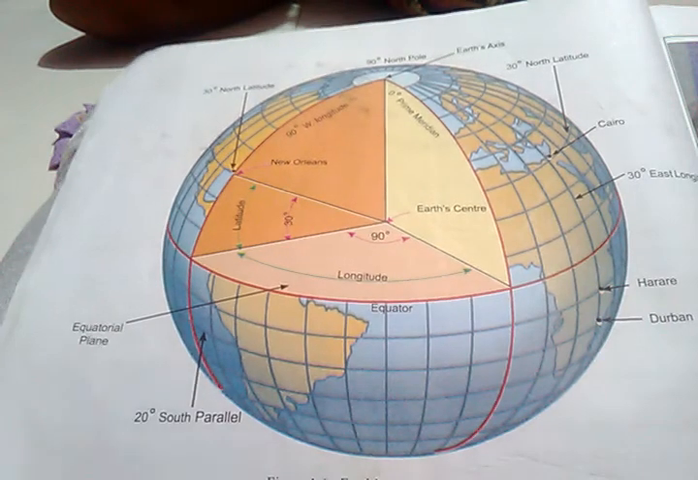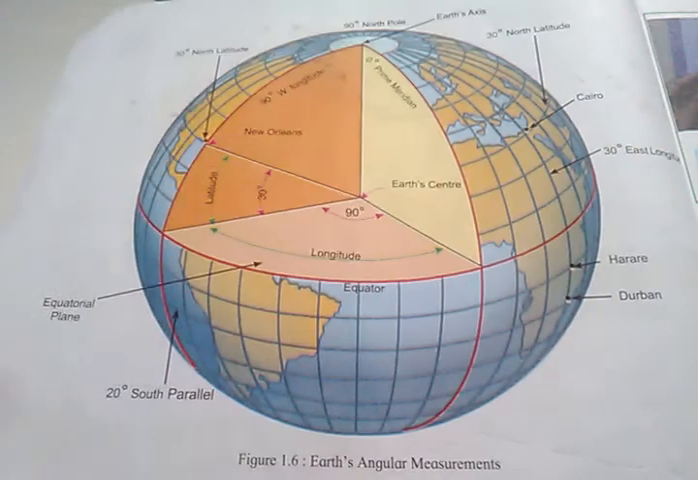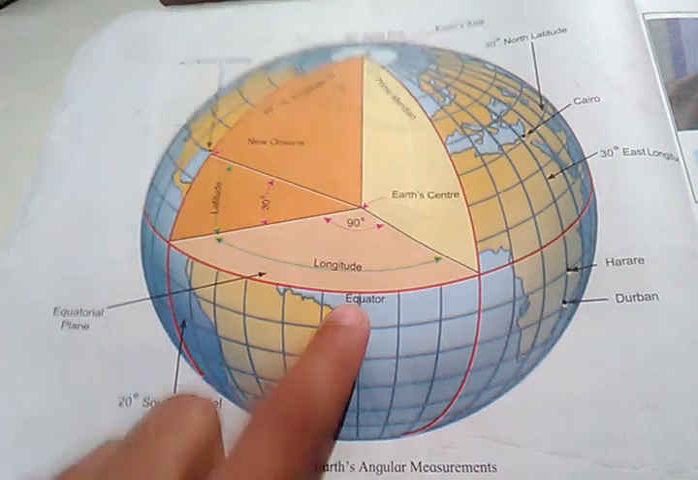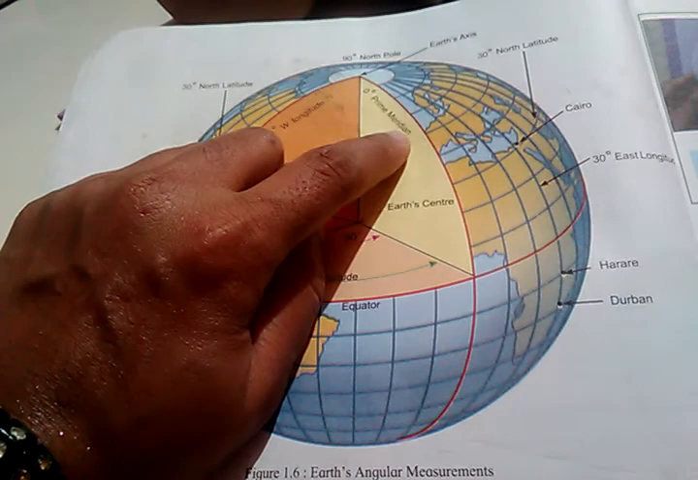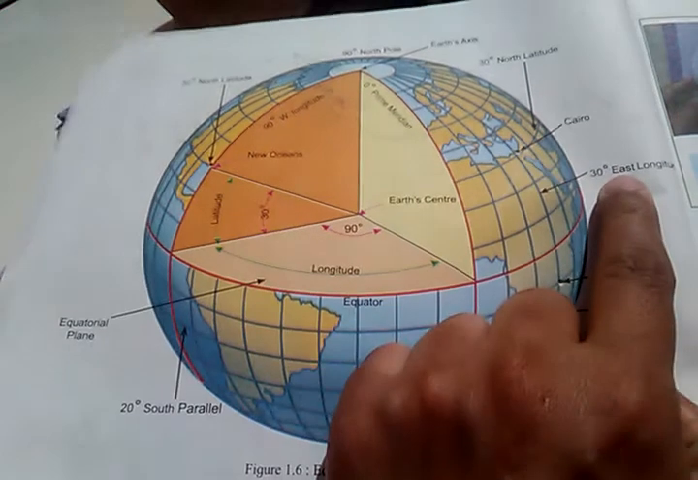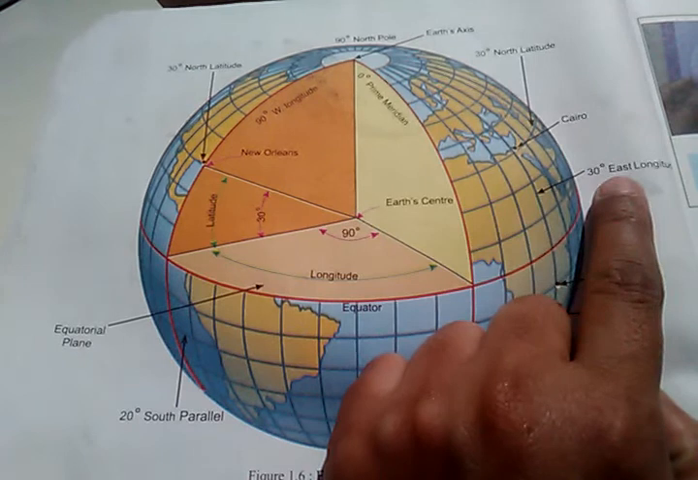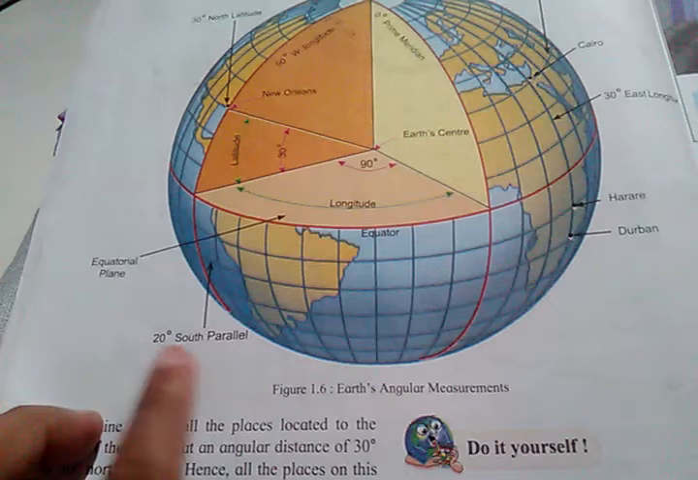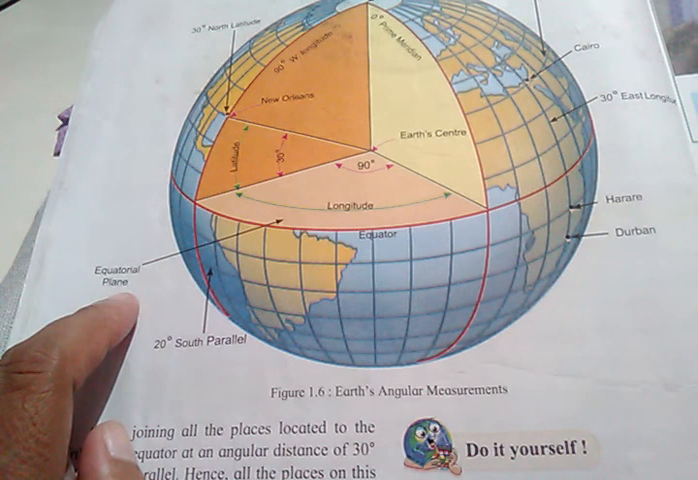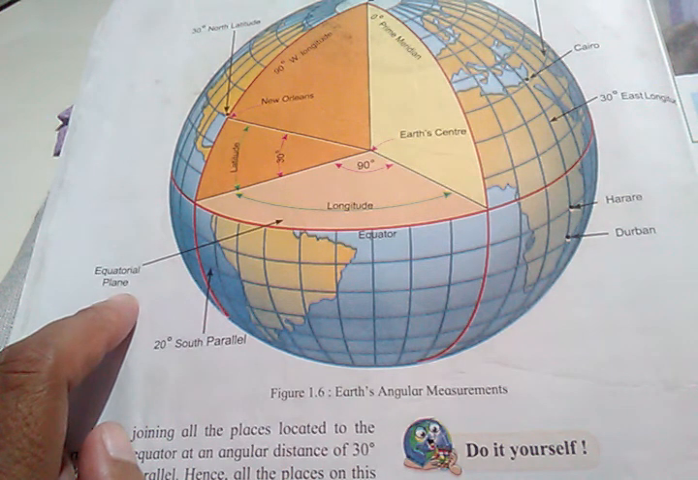The picture clearly shows here the equator and the 0 degree prime meridian. And what else? East longitude, south parallel, equatorial plane. These are the important terms of the globe.